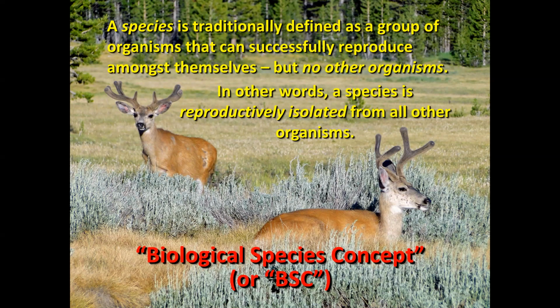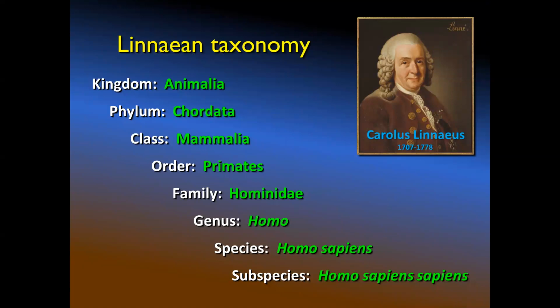biologists as the BSC. And the biological species concept has its basis in what's known as Linnaean taxonomy, which was developed in the 1700s by Carolus Linnaeus and is still in use by many biologists and scientists today, where a given species will have a given name and then it fits within a ranked hierarchy. So, for example, humans are in the kingdom Animalia, the phylum Chordata, the class Mammalia, the order Primates, the family Hominidae, the genus Homo. Our species is Homo sapiens, and then we are actually considered to be in a subspecies known as Homo sapiens sapiens.